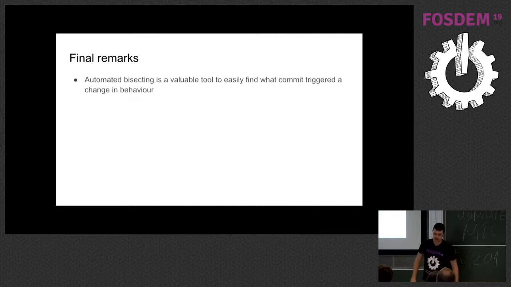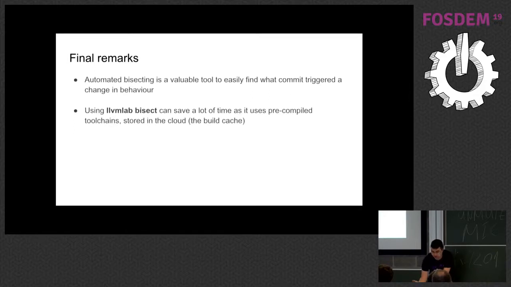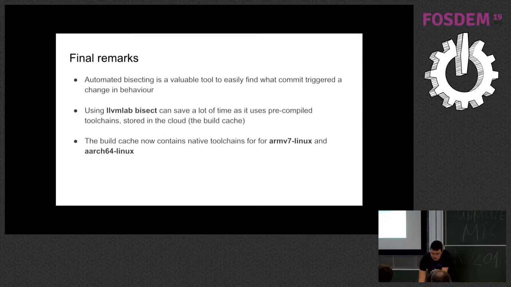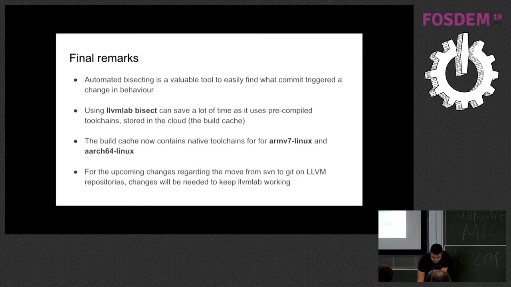So as final remarks, automated bisecting is a valuable tool to have in your toolbox to troubleshoot things on the toolchain. We can save time by using LLVM lab bisect, as we just saw. And recently added ARMv7 and AArch64. There is also this move within the LLVM community to move from SVN to Git, and this will impact tools that rely on revision versions.